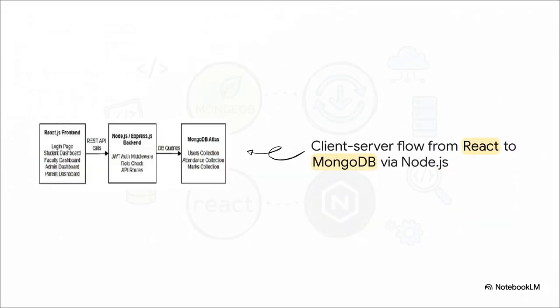Look at how smooth this is. A student's request in the React frontend travels via REST APIs through the Node backend to fetch records from MongoDB. Imagine a student clicks a button to view their marks. React shoots a lightning-fast request over to the Express backend. The backend quickly turns around, asks MongoDB for just that specific student's marks, and sends the data right back to the screen. The whole process happens in literally milliseconds.